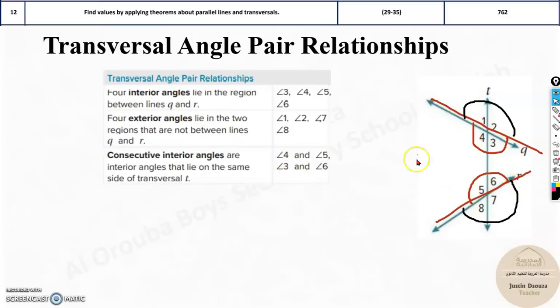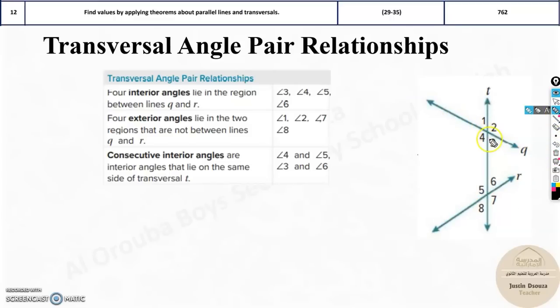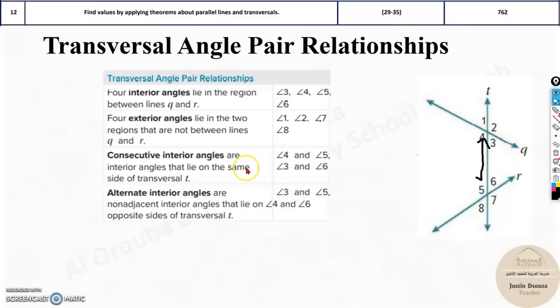And then consecutive interior angles. What does that mean? You can see these two are next to each other, but these two are also next to each other. These are consecutive. They basically lie on the same side of the transversal line. And then alternate interior angles. Alternate generally means opposite. If I consider 4, for example, alternate to this is the opposite angle. Can you see this one? 6 is opposite. In the same way, for 3 alternate is 5. Even the exterior angles can have alternates: 1 and 7, 8 and 2.